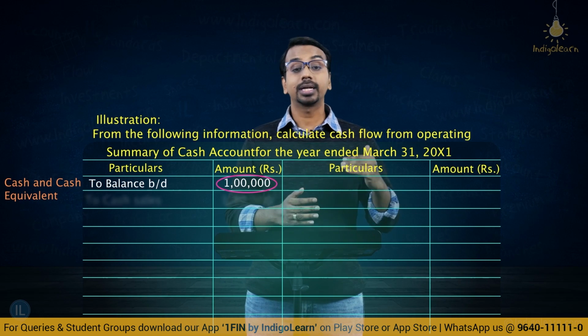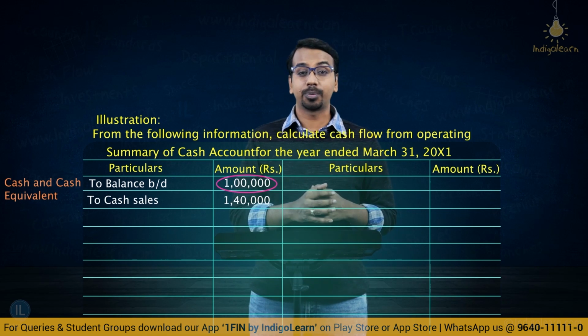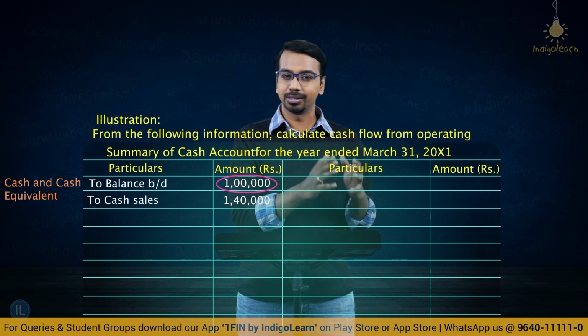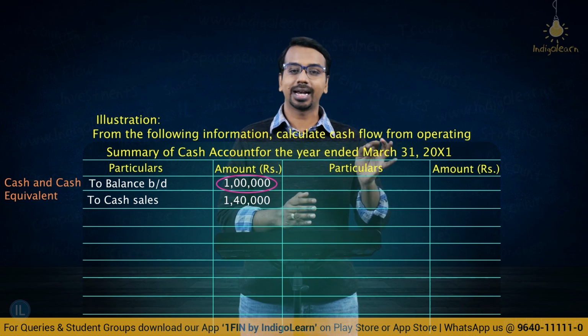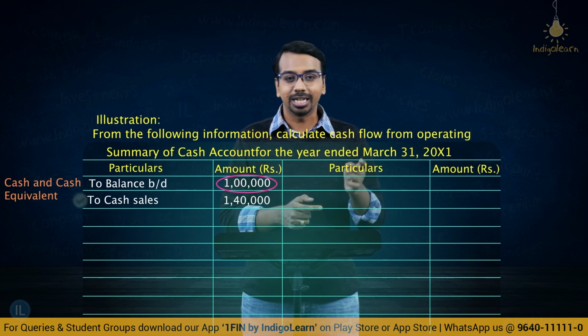Then you have to cash sales 1,40,000. Is it a cash generated from operation? Is selling my principal revenue generating activity? The answer is yes, and hence the cash sales that I have made, the money that I have collected by making these sales is a cash inflow.